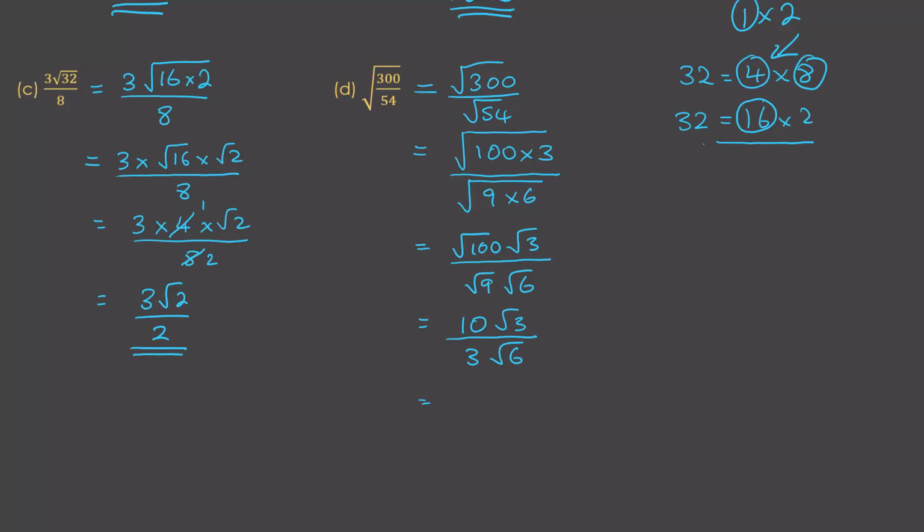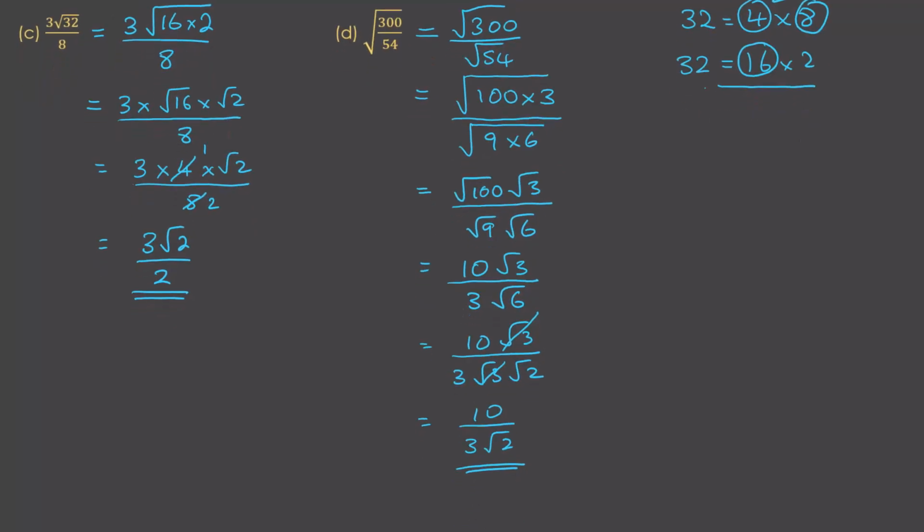But we can go further here, because root 6 is root 3 root 2, and that means I can cancel the root 3's and end up with 10 over 3 root 2. As we'll find shortly, this is not a good way to leave the answer. We should not have the irrational number in the denominator, but we'll cross that bridge when we come to it.